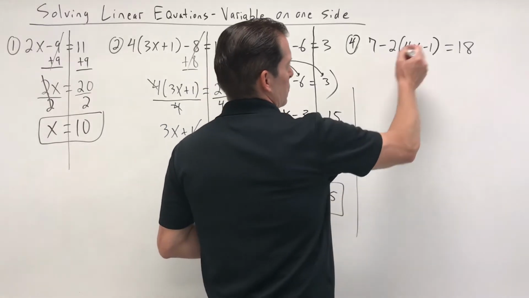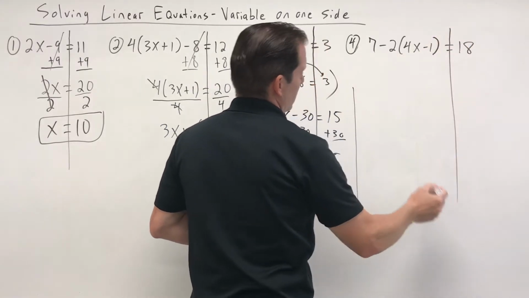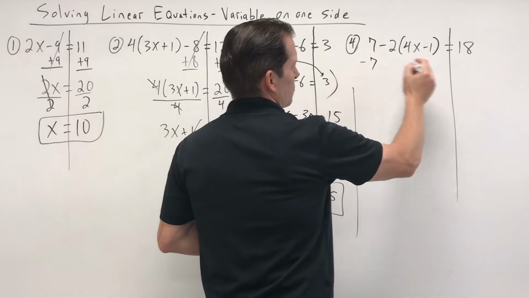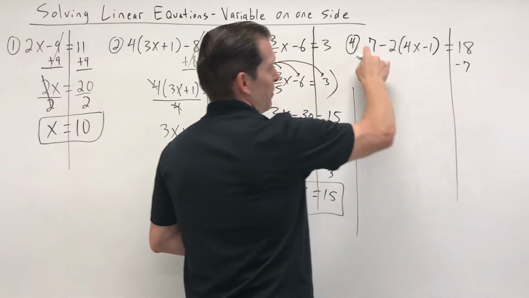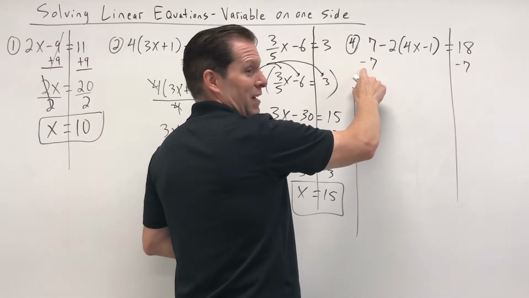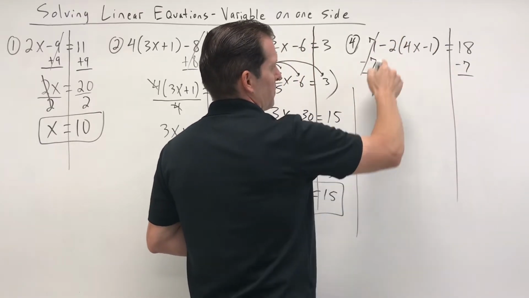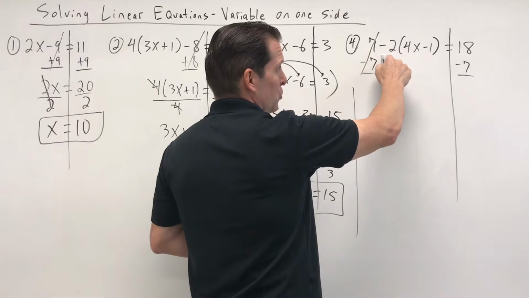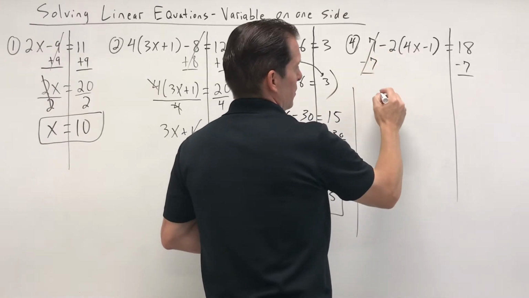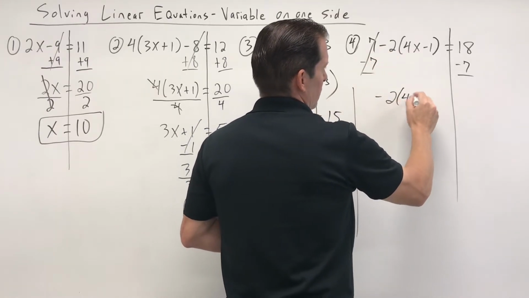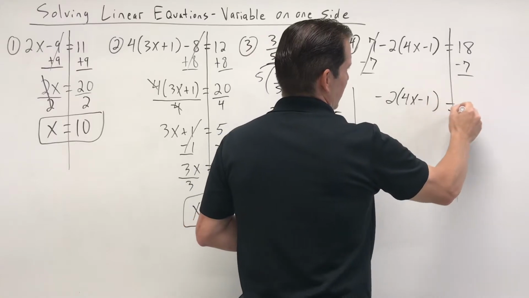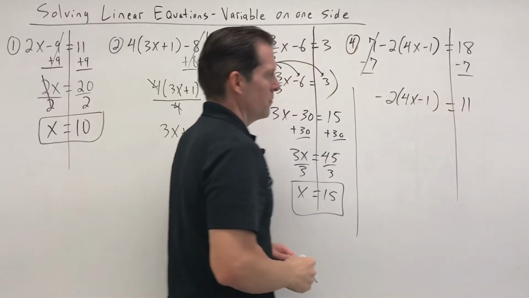So I'm going to draw my little wall here and do my inverse operation. I'm going to subtract 7. Remember, this is a plus 7. If I want to move it over, I got to do the opposite, which is a minus 7. It's got to be 0. That goes. Make sure you keep the sign with the 2. This negative is with the 2 here. So it's minus 2 times 4x minus 1 is equal to 11.